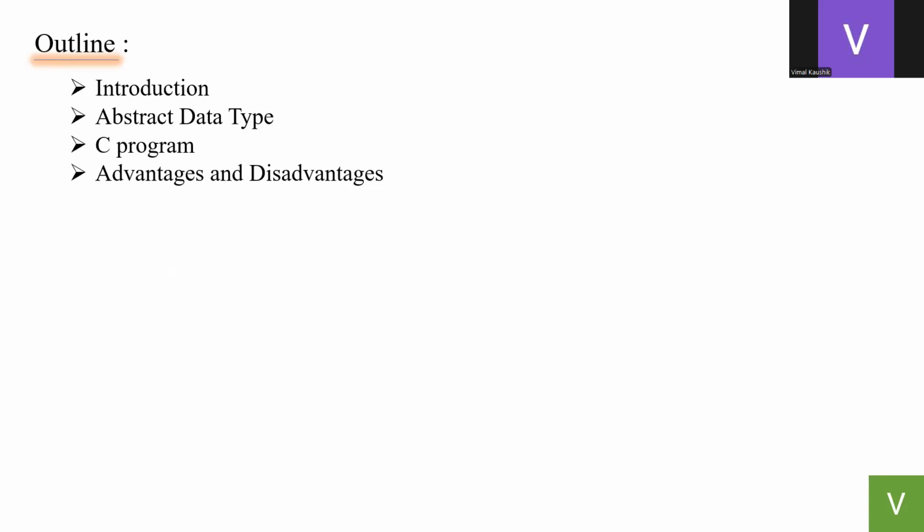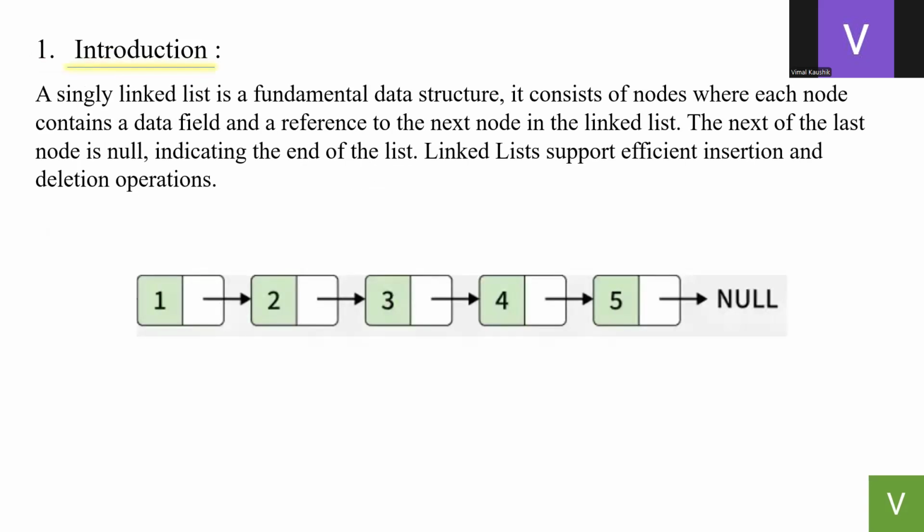Now let us start with what is meant by linked list. A singly linked list is a fundamental data structure. It consists of nodes where each node contains a data field and a reference to the next node in the linked list. So a single linked list consists of various nodes where each node consists of two different fields. The first field represents the data, whereas the second field represents the address of the next node.